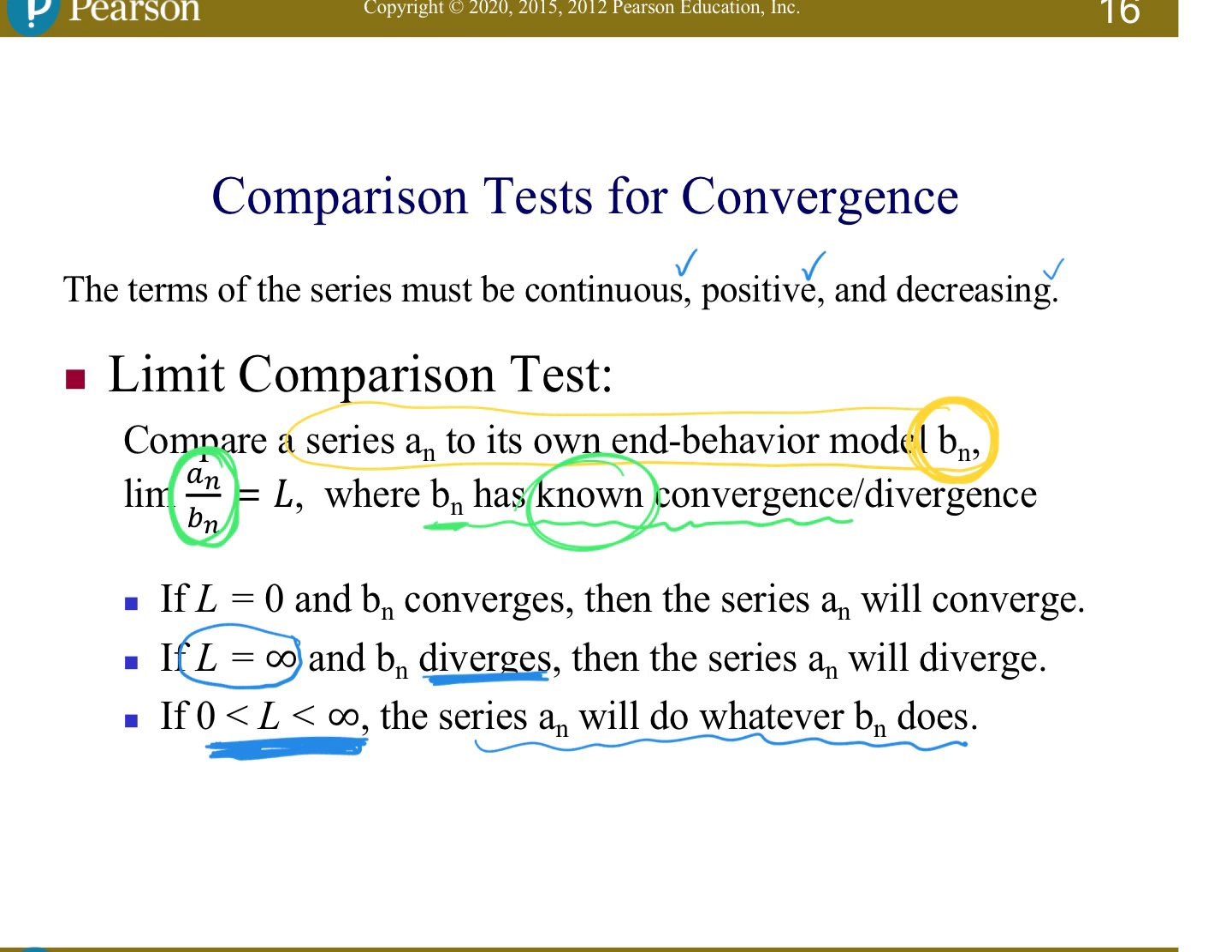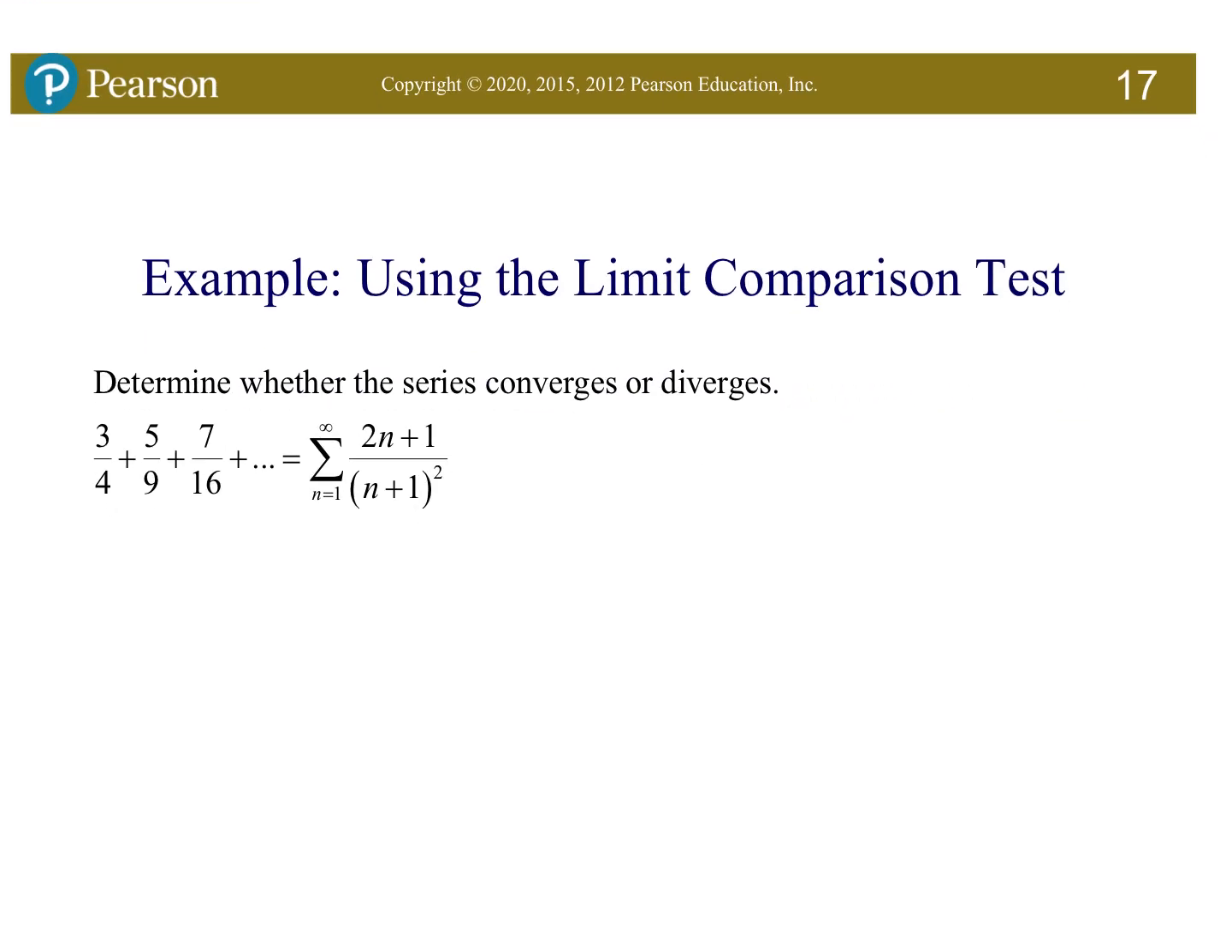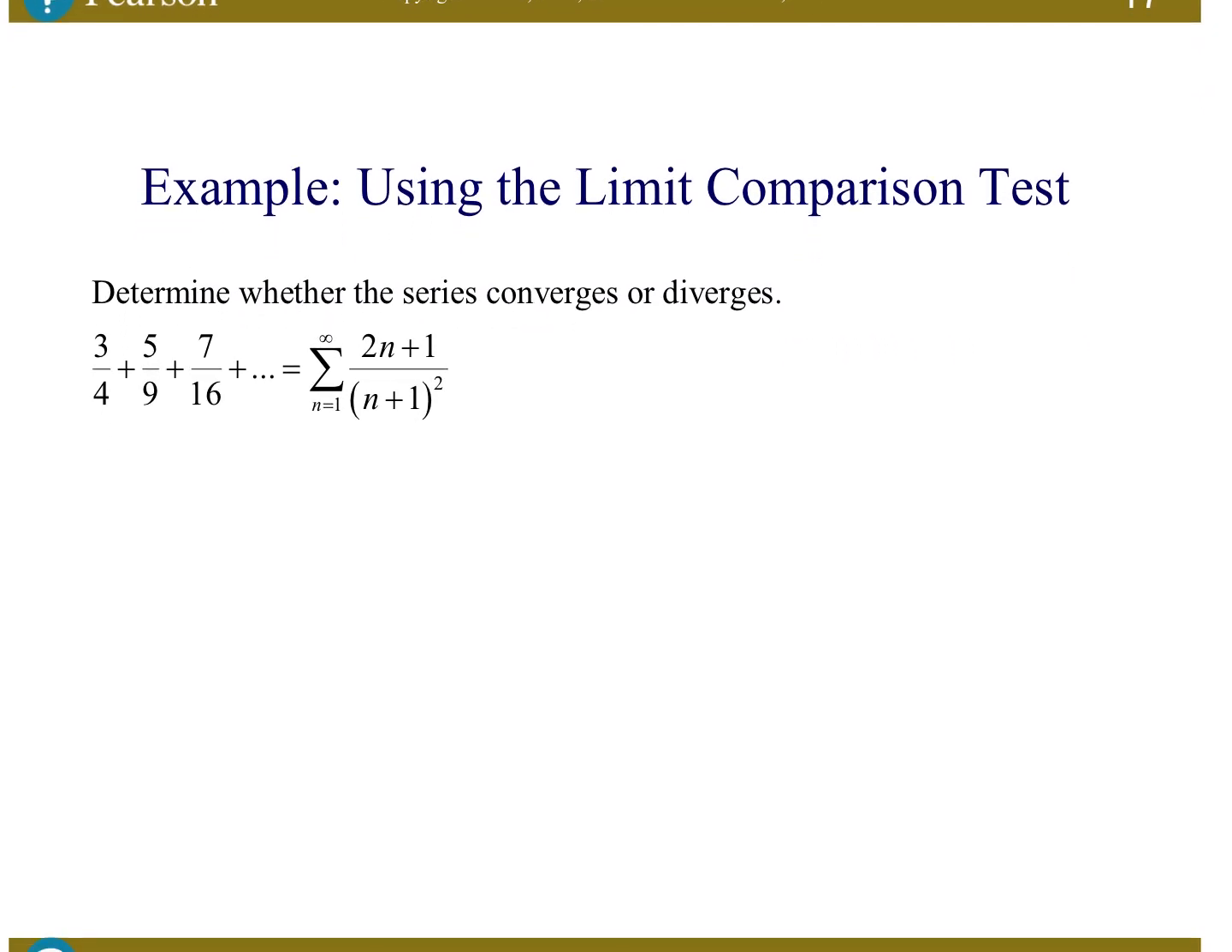And then finally, if L equals 0, then we can conclude something about convergence, but we can't conclude anything about divergence. So only convergence translates between the two series. All right, so we're making a connection between Series A and Series B. So let's try it. Here's Series A.